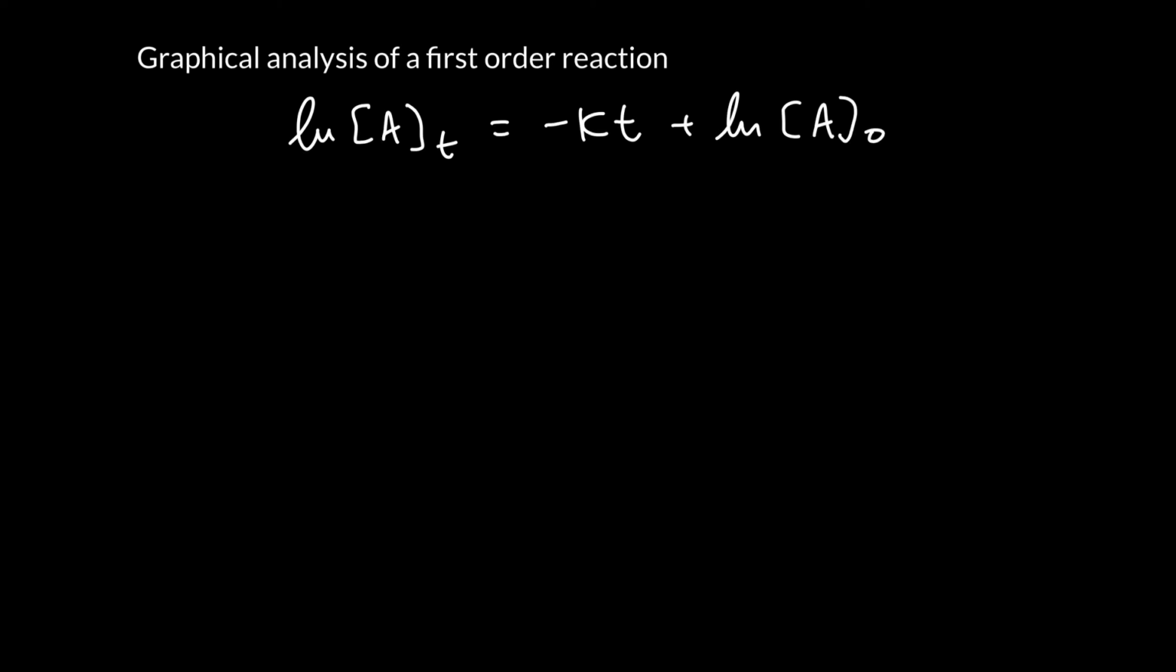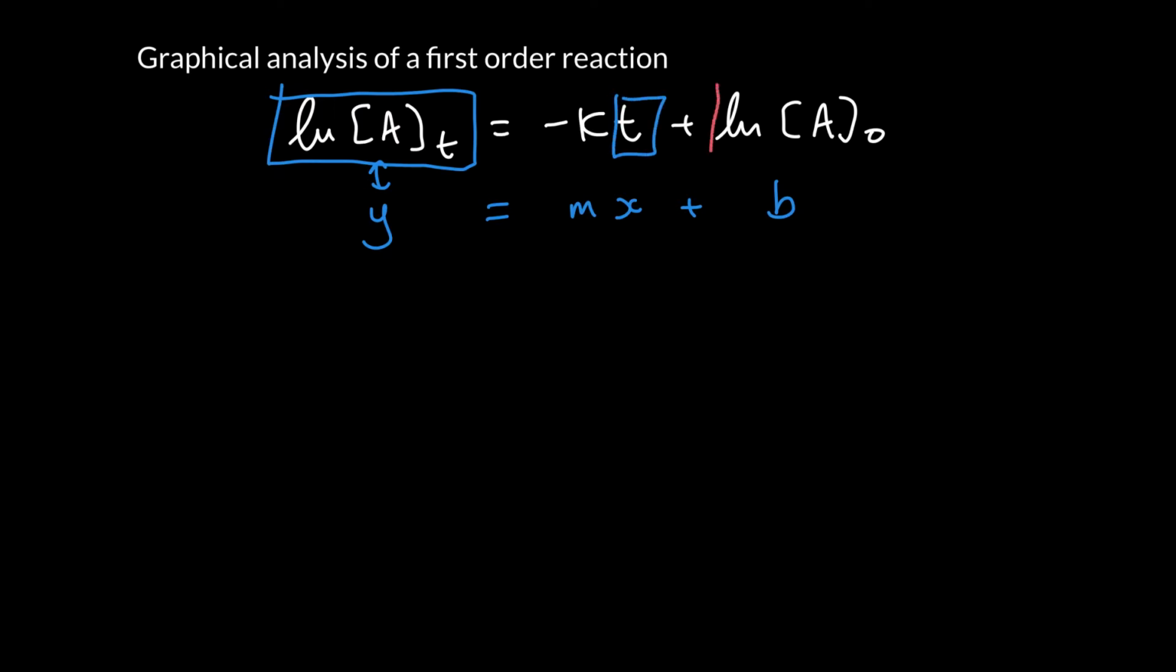And if you are a math nerd, you might notice that this actually has the same form of the equation for a straight line, y equals mx plus b. And so what that means is that if you plot the natural logarithm of the concentration at time t on the y-axis, and you plot time on the x-axis, then everything else lines up. So your y-intercept will be the log of where you started. So that's a constant. And the slope is going to be the negative of the rate constant. So that is pretty awesome, right?